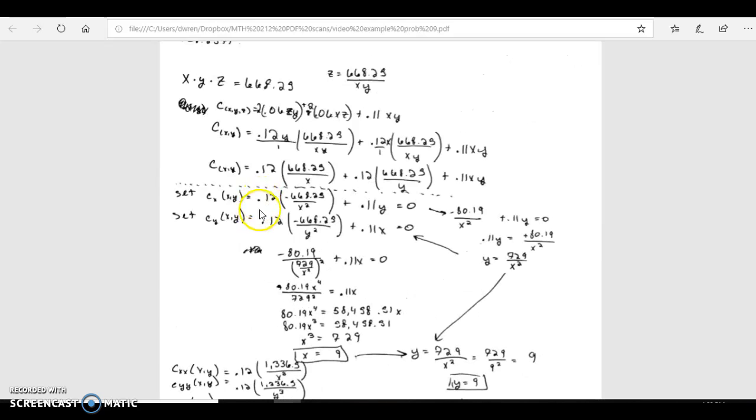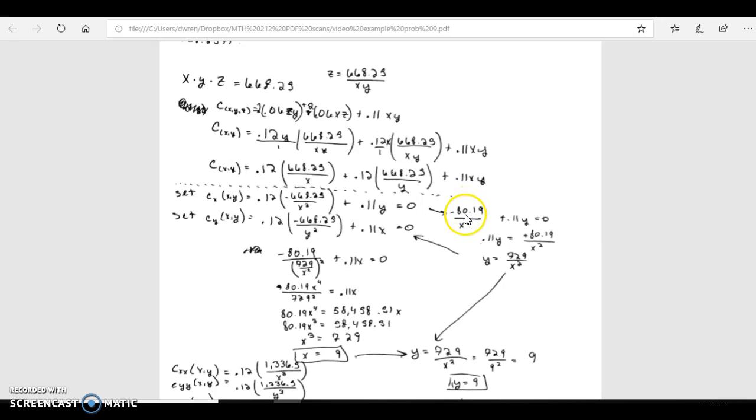Now to find our critical point, we start with taking our partial derivatives. C sub x equals 0.12 times negative 668.25 over x squared plus 0.11y, and C sub y equals 0.12 times negative 668.25 over y squared plus 0.11x. Set both equal to 0, solve for x and y.